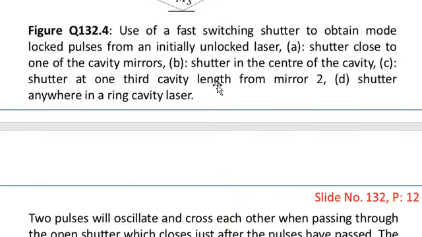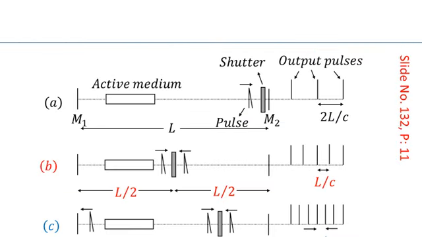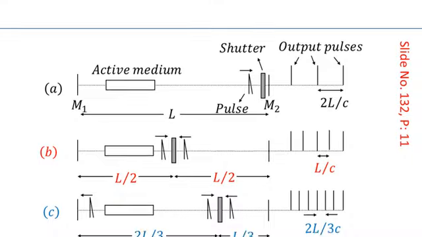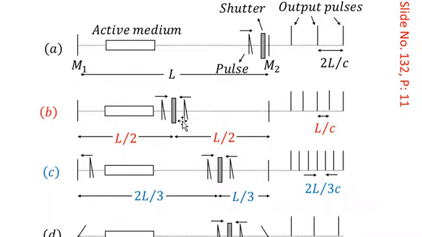In part B, the shutter is in the center of the cavity. Here you can see that the shutter is in the center of the cavity. For example, this is the shutter. So the left mirror is at a distance L by 2. The right mirror is at a distance L by 2 from the shutter.